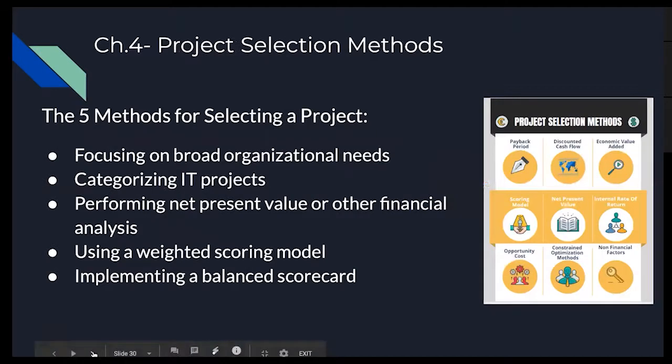Looking at the 5 methods for selecting a project, we see 1, focusing on broad organizational needs, 2, categorizing IT projects, 3, performing net present value or other financial analysis, 4, using a weighted scoring model, and 5, implementing a balanced scorecard. Now, these really are measurement methods to see what kind of project do we need, what kind of project is going to fit the objectives that we have.